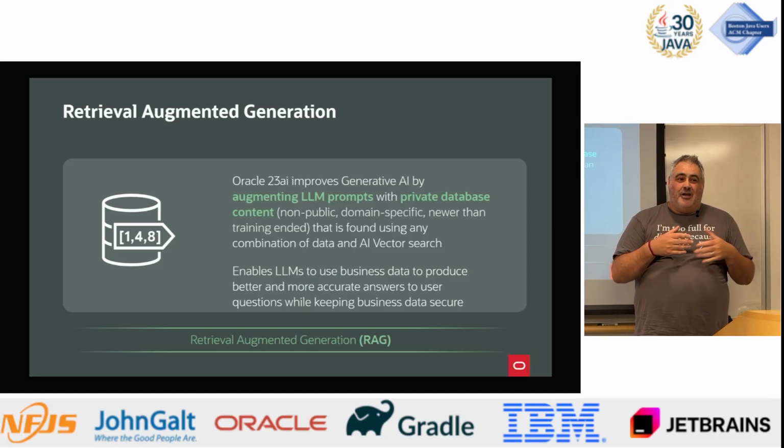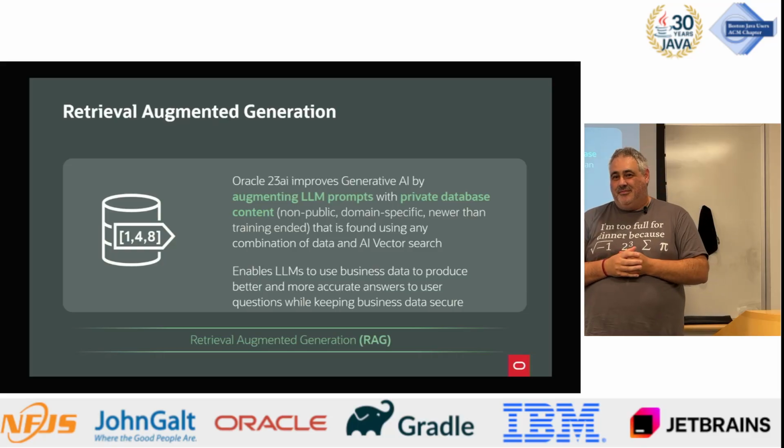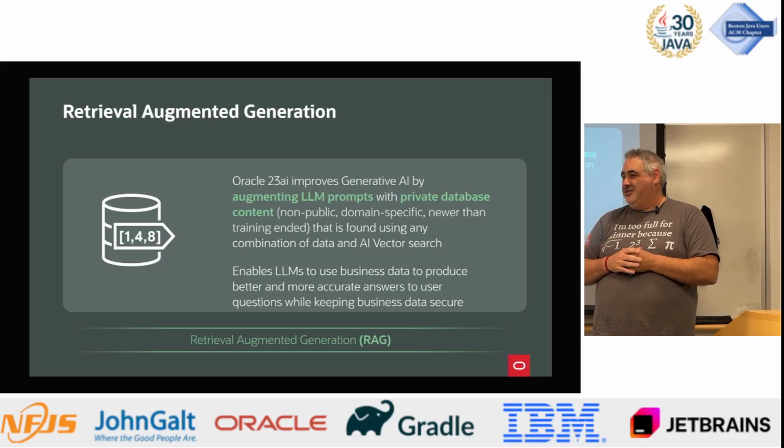Compared to fine-tuning a model to make it learn about your data, this is like 3, 4, 5, 6 orders of magnitude cheaper, which is why it is so popular.